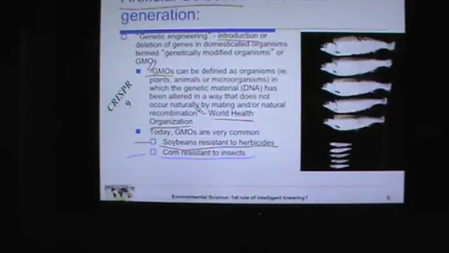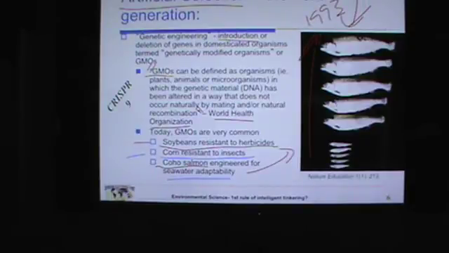I have corn that's resistant to insects. That would probably be a much more favorable thing, because then you wouldn't have to spray insecticide on the corn. You could simply let the corn grow and the insects won't eat it. I don't know how that works though. In this example, these are coho salmon. They're engineered to be more adapted to seawater. We'll look at this in a later assignment, 1993.